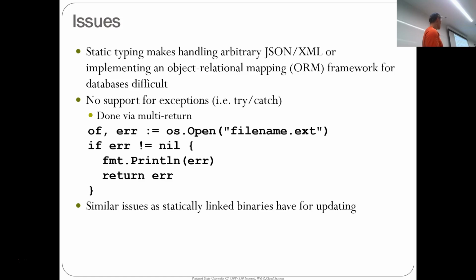Go also doesn't support exceptions, like in Python you would use a try and a catch. If you want to do some kind of error handling, you would use the multi-return to do that. Because Go compiles down to a single binary, if you have a bug in any of the parts that you use to generate that binary, you have to recompile. Just like Java had to be recompiled to patch any security bugs in packages. So this is a drawback as well.